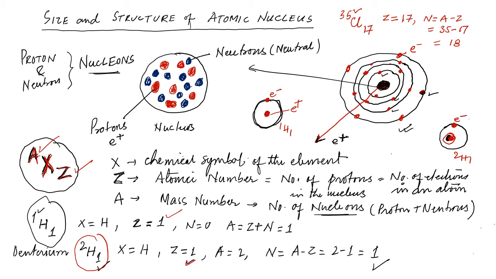So there are some types of nuclei, you had already studied all these in class 12th. One is isotopes. Isotopes are a class of nucleus which have the same proton numbers but different neutron numbers.